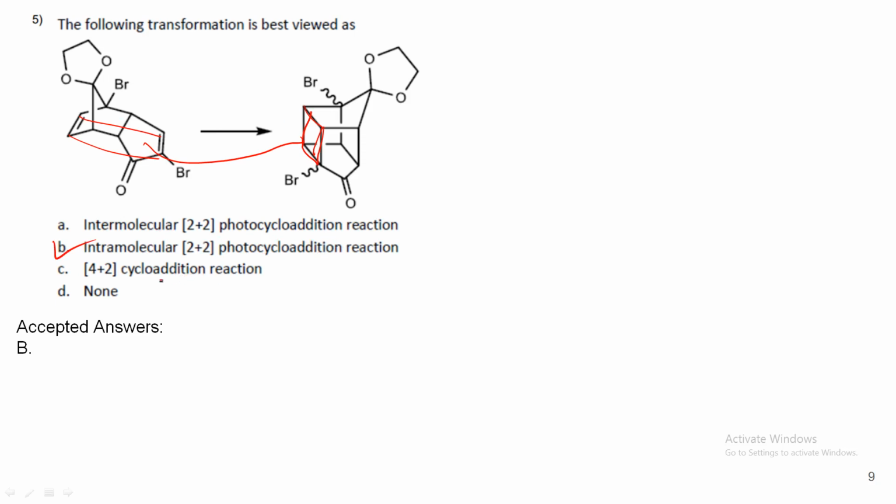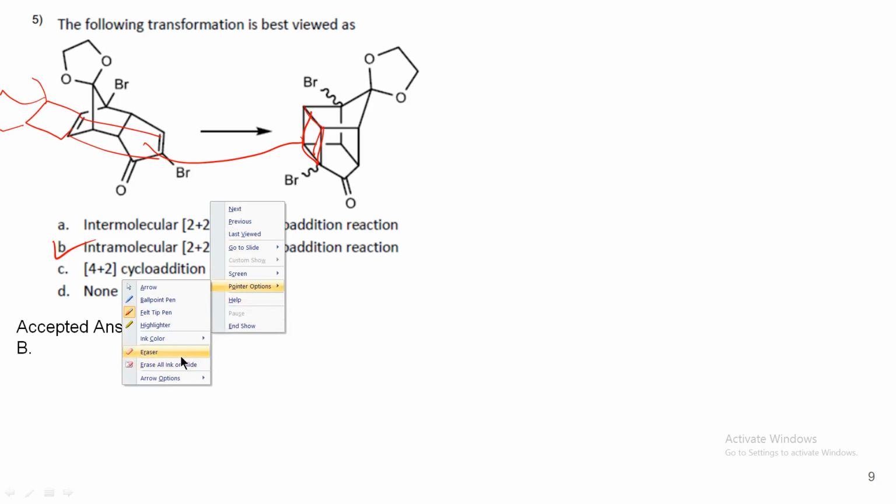4 plus 2, so it is not a 4 plus 2. So for intermolecular, if, let's say, two molecules, and a four-member ring is formed here, and here we are going to have this same moiety, then it would be intermolecular. As it is happening in the same molecule, it is intra. I hope all of you know that, and so it is a very easy one.